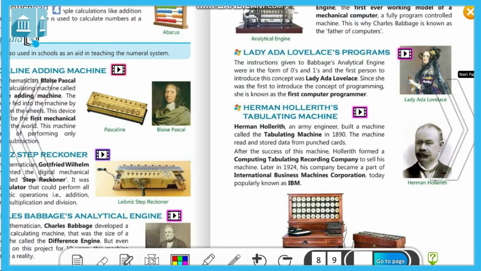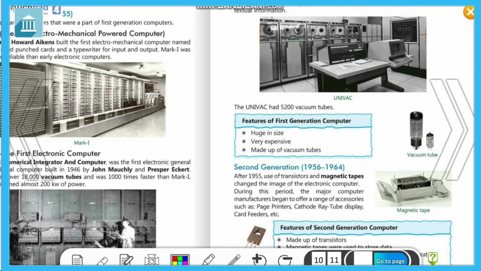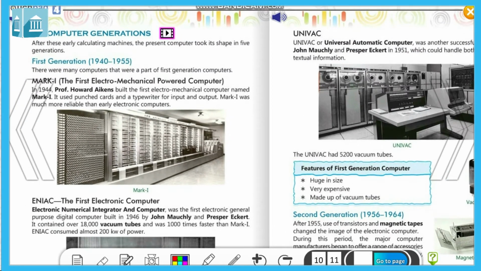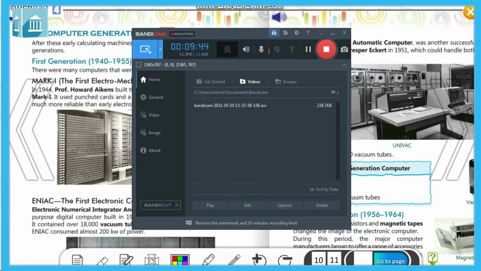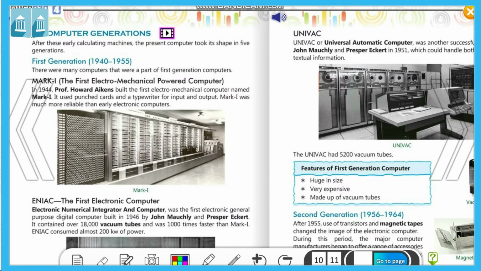Now we are coming towards the generations. As we discussed in the live class, computers also have generations. Okay, now we are learning about the first generation. Just like in your family there are generations: grandparents, then parents, then you. Similarly, computers also have generations. After the early calculating machines, the present computer took its shape in 5 generations. So computer generations are divided into 5.